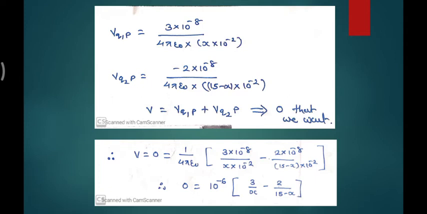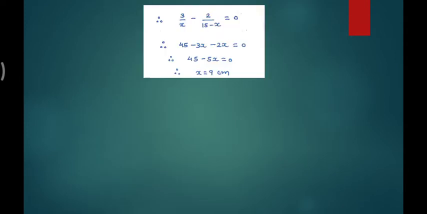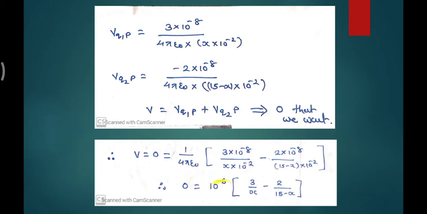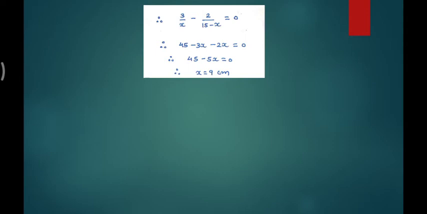That is acceptable. You can see 3 by x, what we get, all the other terms are 0. So this term will be 0 that I write here: 3 by x minus 2 by 15 minus x is 0. If you reduce this, you will get x is equal to 9 centimeter. This is one case.